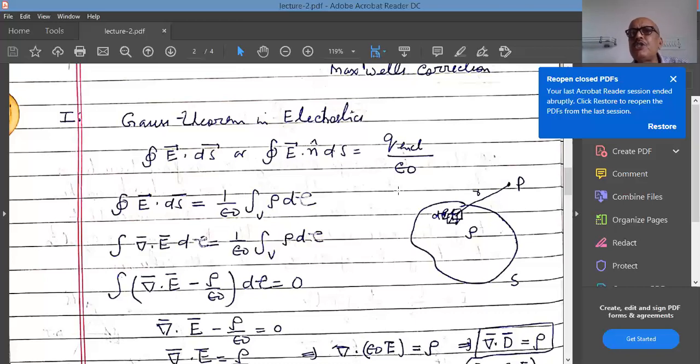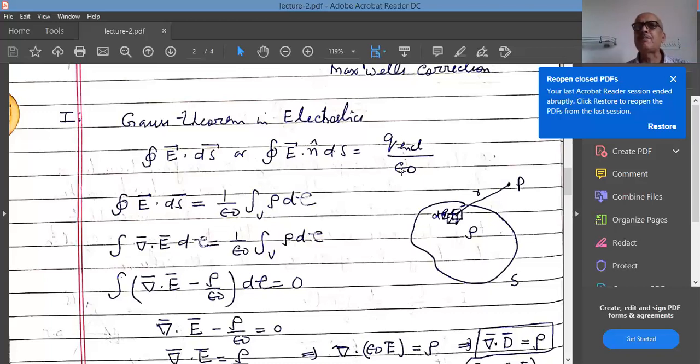So if we have two charges, one positive and another negative, enclosed within the Gaussian surface, this will be basically the algebraic sum of the positive and negative charge together. That means the total charge within the Gaussian surface divided by epsilon 0. So that is the proof that I have not described here in detail.